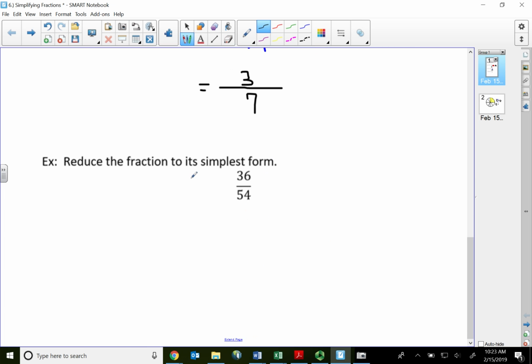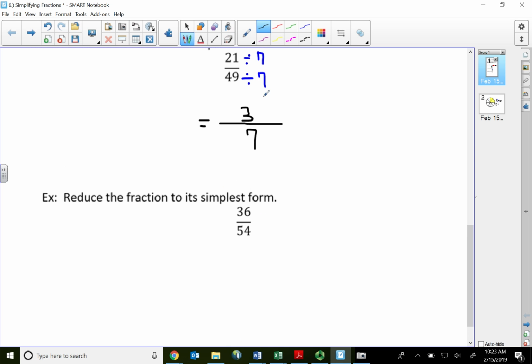All right. 36 over 54. If you don't recognize 36 and 54, that's okay. We can use our divisibility rule to help us. I know 36 and 54 end in 6 and 4, so I know I can reduce them by 2 to start out with. If I reduce them by 2, half of 36 is 18, and 2 will go into 54 27 times.